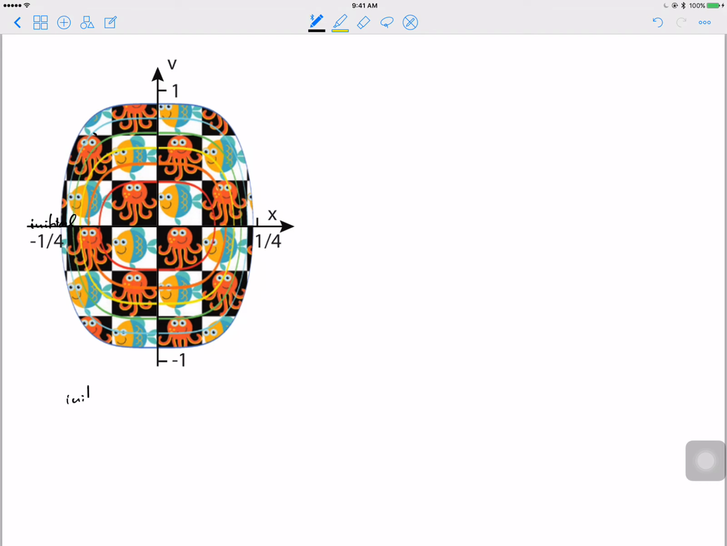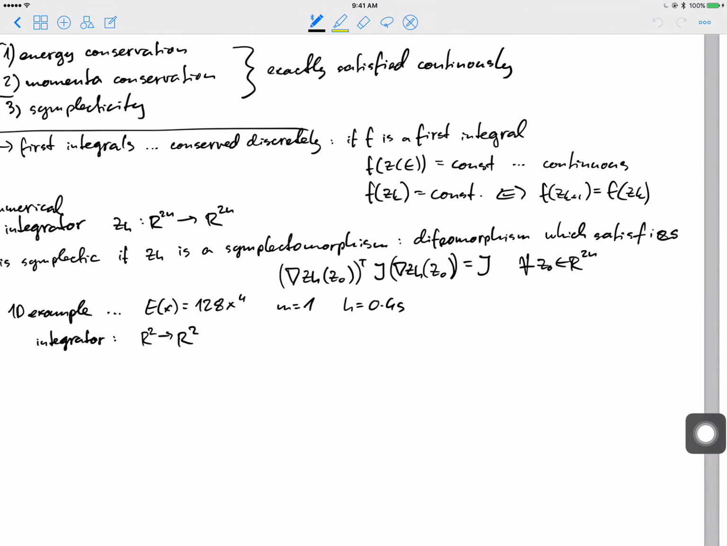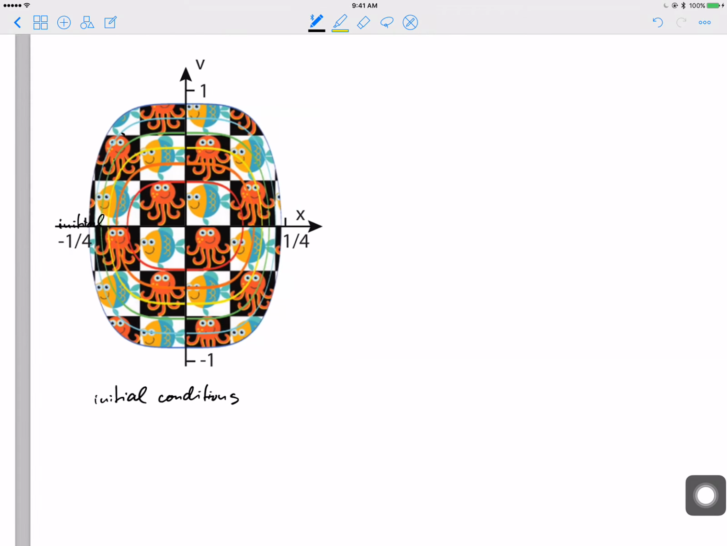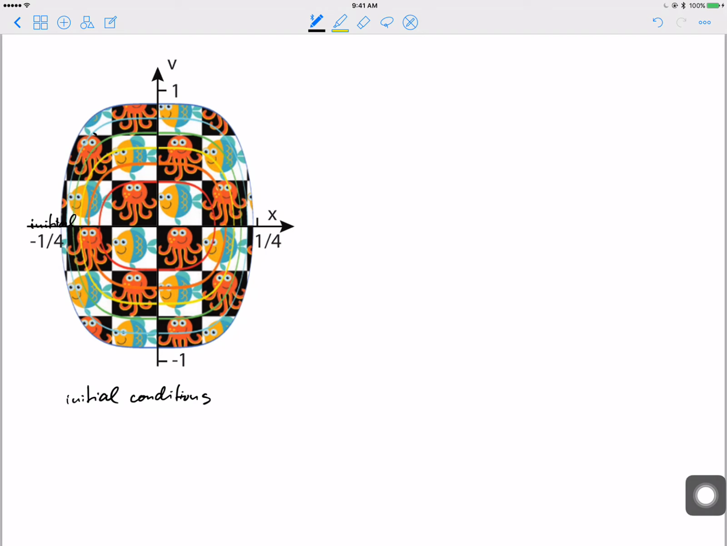This is a visualization of the initial conditions. You can see this is the x, the positions, and this is the v, the velocities. There is just a single degree of freedom, so it's essentially a harmonic oscillator, except that it's not the standard harmonic oscillator. It's a harmonic oscillator with this potential, 128 x to the power of 4, which we picked to get nice images. If you had x to the power of 2, you would just get a rotation, which has an analytical solution, so that would not be that interesting. But here we already get an interesting motion.